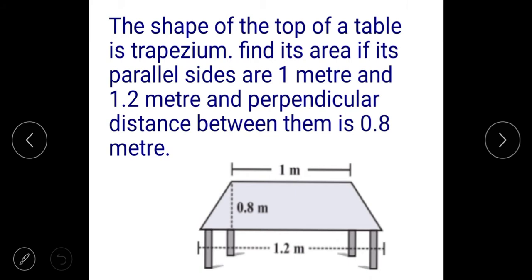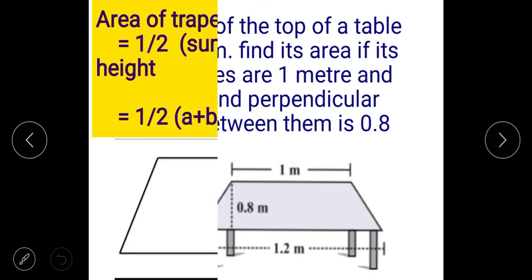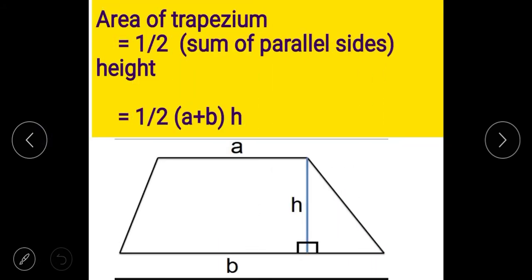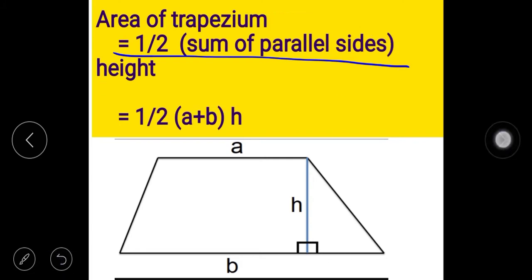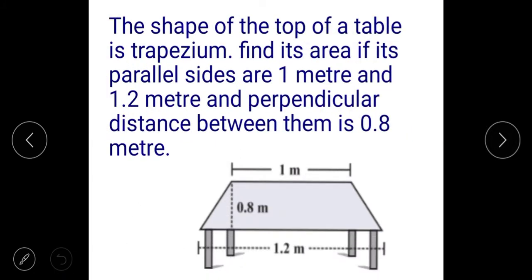Everything is given here. The lengths of the parallel sides are 1 meter and 1.2 meter, and the distance between these two parallel sides is 0.8 meter. This is simple, just put the values in the formula. Area of trapezium equals half the sum of the parallel sides into height. Just put the values in this formula and you will get the answer. Okay, let us solve this problem.